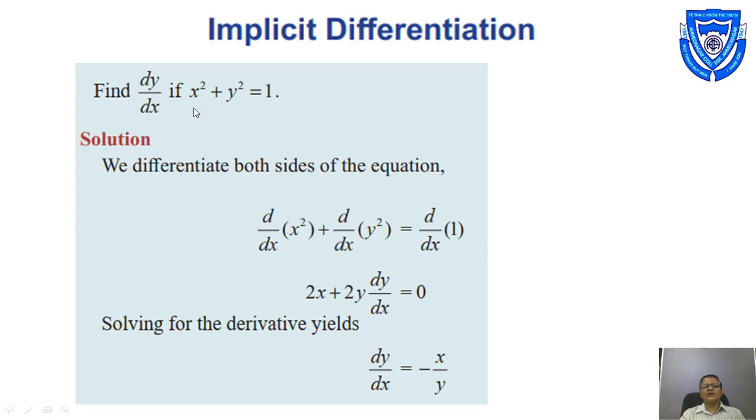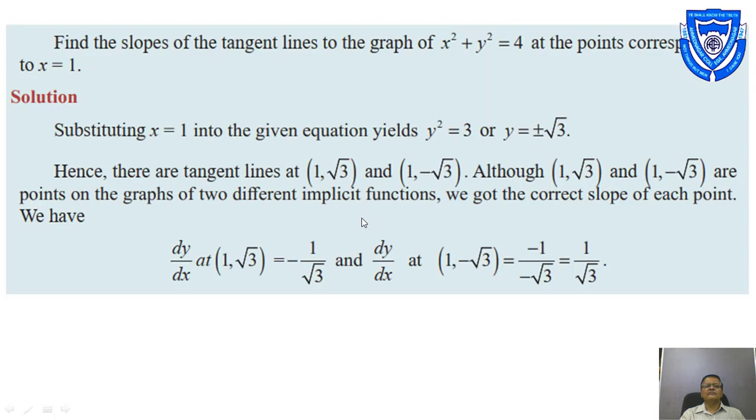So here the function is x square plus y square is equal to 1. We differentiate both sides with respect to x. Derivative of 1 is 0, derivative of x square is 2x, and derivative of y square is 2y into dy by dx. So here I have used the chain rule. Simplify this and find the value of dy by dx. So this is the derivative of that implicit function.